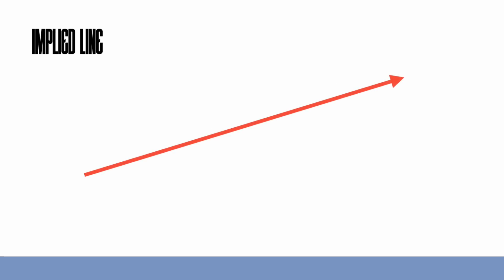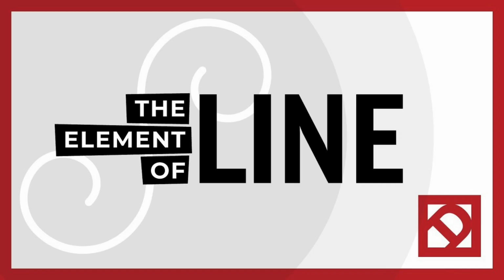There is also something called an implied line, which is something that we see in a design. And I think I have an example of that here. We have implied lines where not only do you have lines, but you have shapes or elements that create the space for a line or create the idea of a line there. Just some more examples of lines.